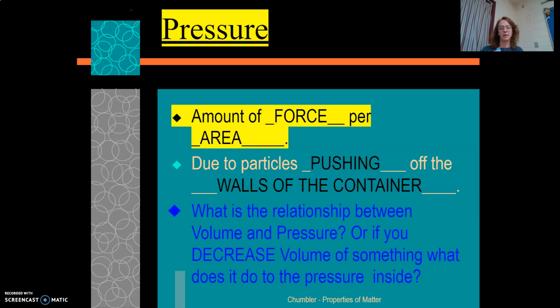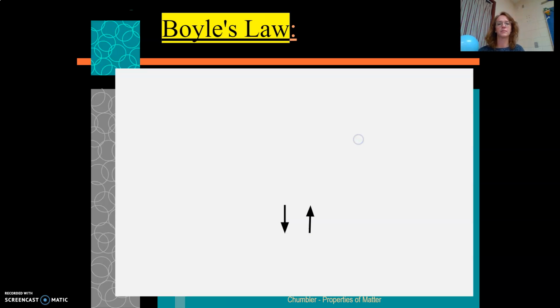So think about this. If I blow up this balloon, okay, and I tie it, hang on just a second, there is pressure inside this balloon. If I decrease the volume of the balloon, so I'm making the volume smaller, what happens to the pressure? And if I increase the volume, what happens to the pressure? So we already know this happens, we just have to define it and put some rules to it.